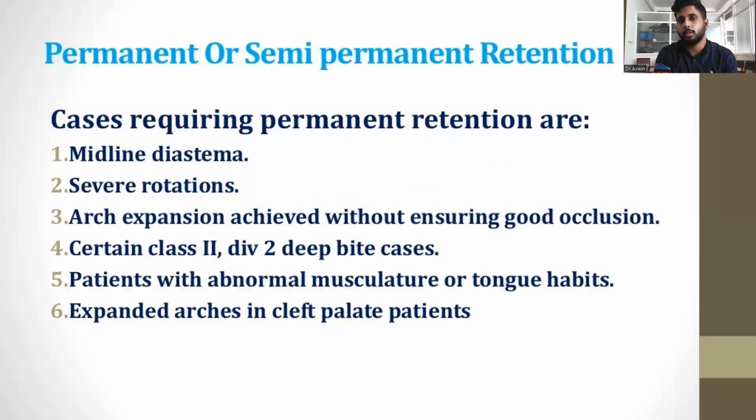So coming to permanent or semi-permanent retention, cases requiring permanent retention are midline diastema, severe rotation, arch length, arch expansion achieved without ensuring good occlusion, certain class 2 division 2 cases, patients with abnormal musculature and tongue thrusting habits. Also the expanded arch in case of cleft palate.